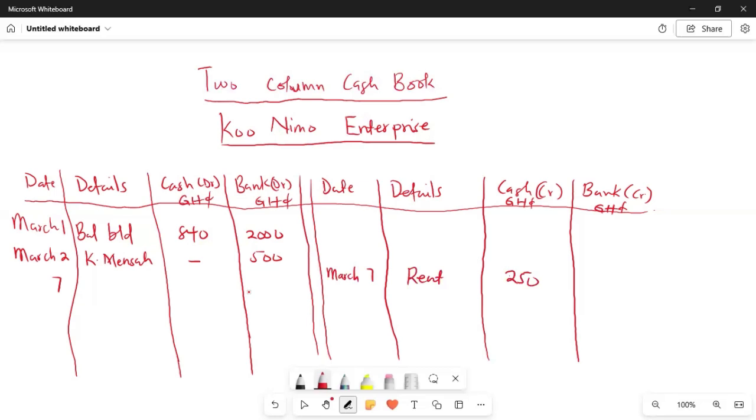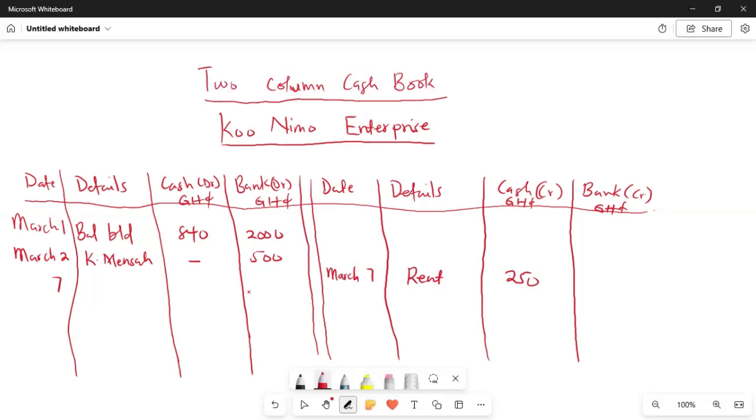But here we are preparing the cash book, so we are dealing with the cash only. If we are doing double entry, then we are going to debit the rent account and credit the cash account because cash is the one given. So then we move to the next.